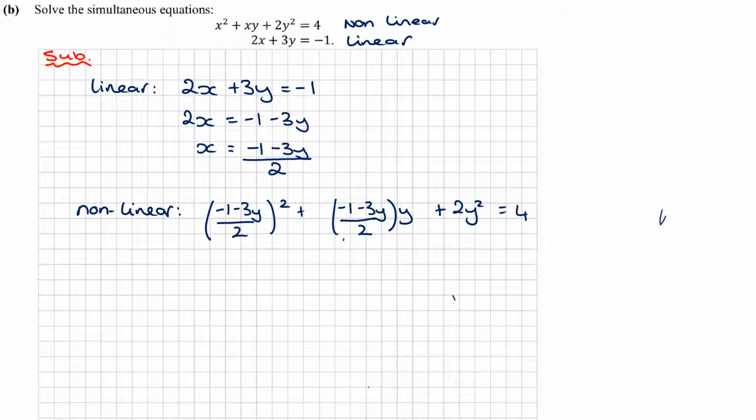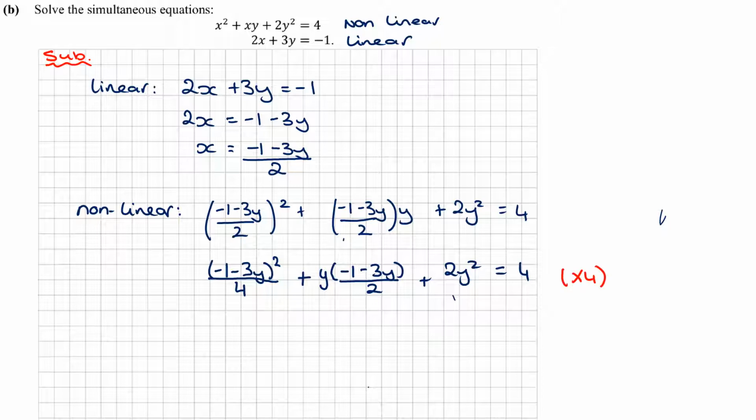So remember, when I'm squaring a fraction, we square the top, so I'll just write that as a bracket squared, and square the bottom, so the bottom just becomes 4. Here we end up, I'm going to pull the y in front, so we get minus 1 minus 3y all over 2 plus 2y squared equals 4. Now at this point, some people really dislike fractions, and what we can do to get rid of the fraction is multiply the whole way across by 4.